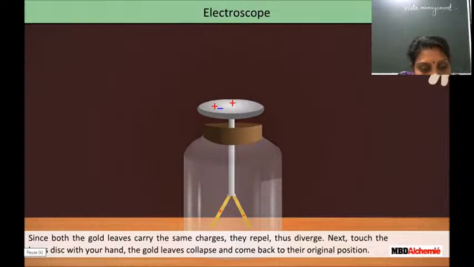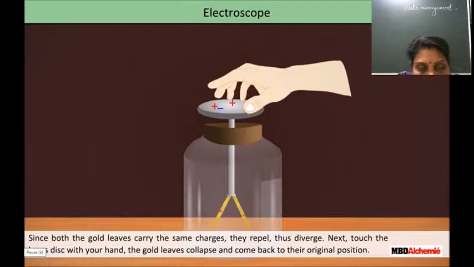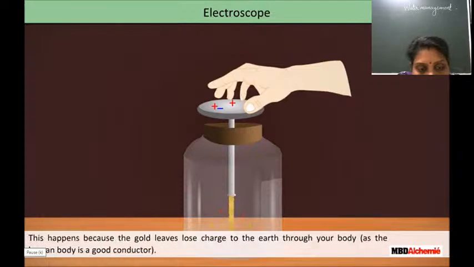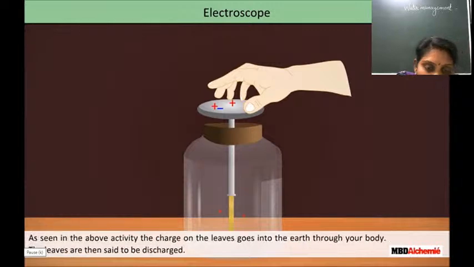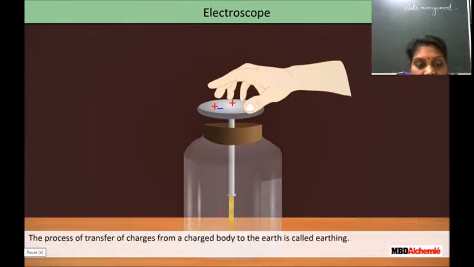Next, touch the brass disc with your hand. The gold leaves collapse and come back to their original position. This happens because the gold leaves lose charge to the earth through your body, as the human body is a good conductor. As seen in the above activity, the charge on the leaves goes into the earth through your body. The leaves are then said to be discharged. The process of transfer of charges from a charged body to the earth is called earthing.